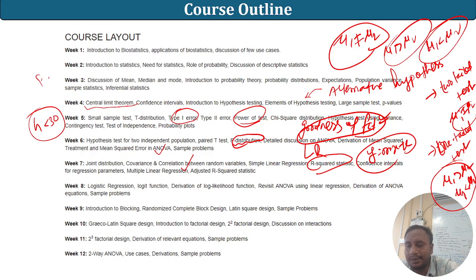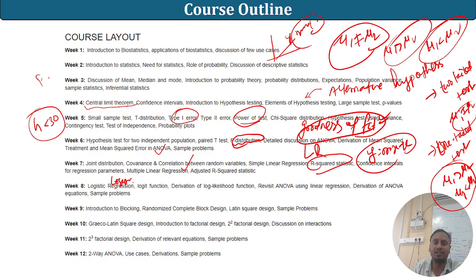But what will happen in the case of real-time applications? It will not behave like a simple regression, where y is equal to mx plus c. Non-linear functions come into the picture. So for that we went to logistic regression.